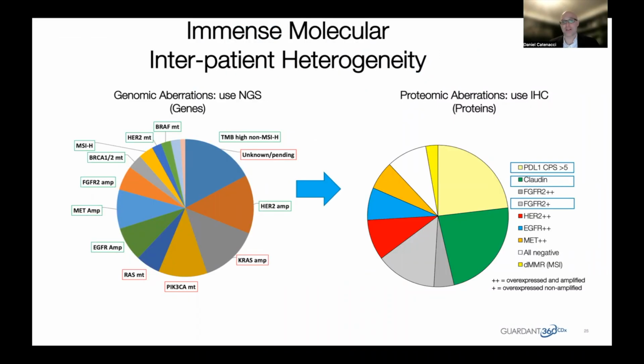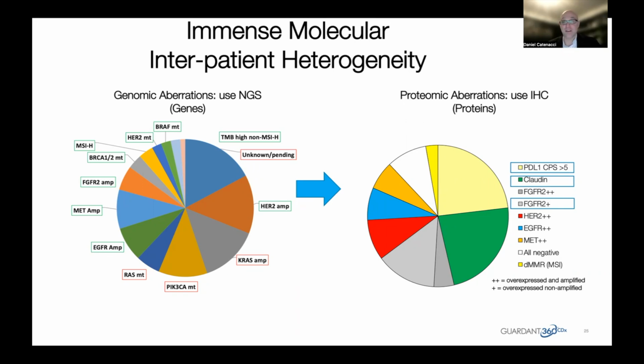Now, at this point, we've shown you the immense interpatient heterogeneity, both at the genetic level, DNA, and at the proteomic level with immunohistochemistry. And we've also talked about an added layer of complexity with intrapatient heterogeneity, both at baseline within the primary tumor and from primary tumor to metastatic site, and certainly over time as mechanisms of resistance. And so trying to successfully group patients into molecular groups has been challenging.